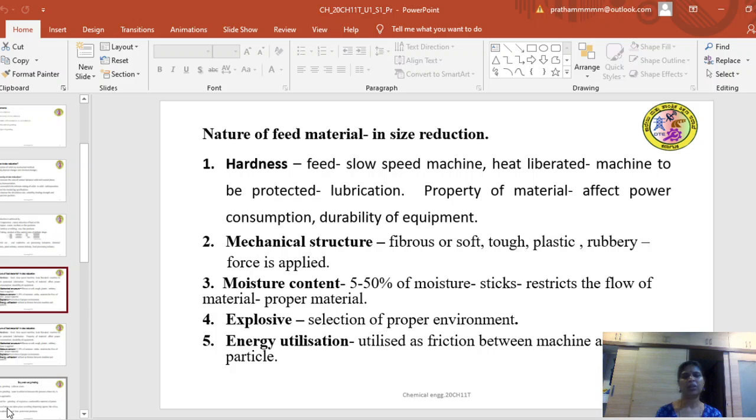If the material is very hard, the crusher should be used and that will produce a compression force. So the mechanical structure is also very important to be considered during the size reduction process.